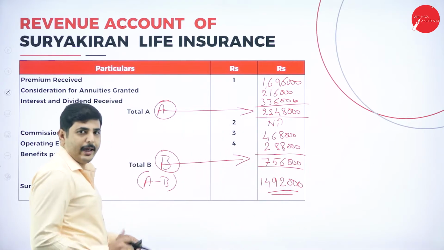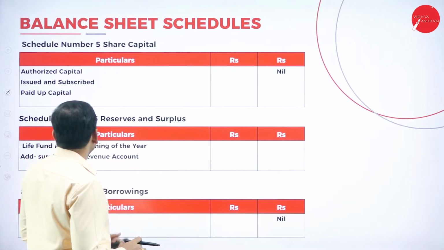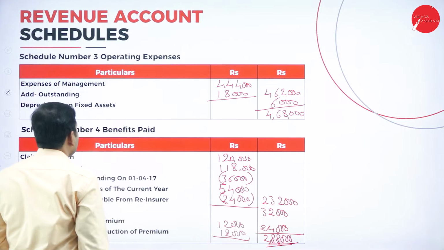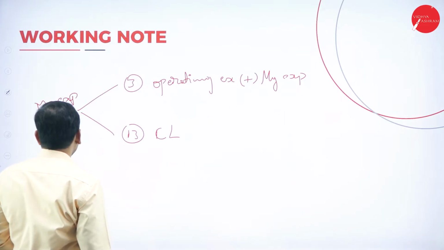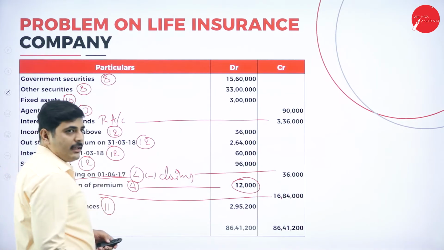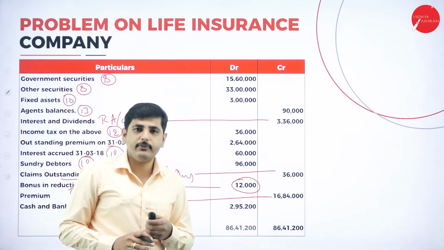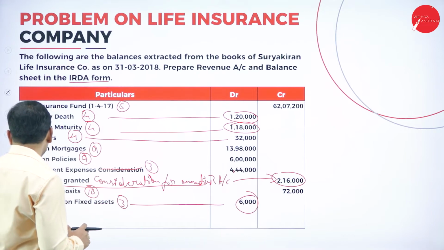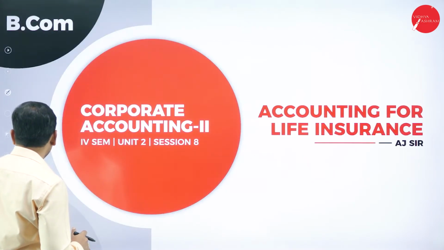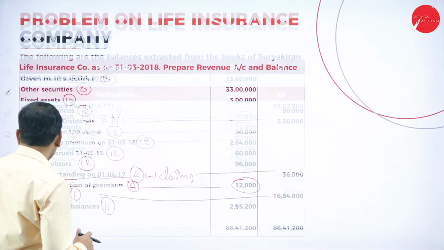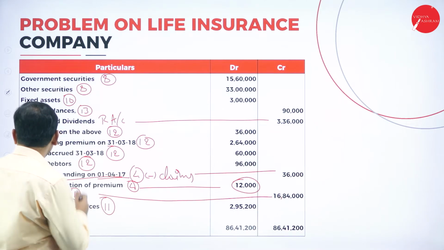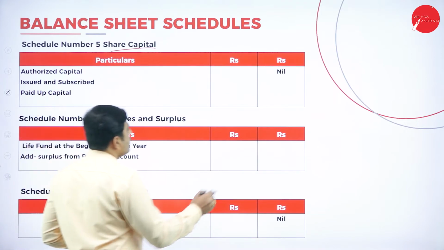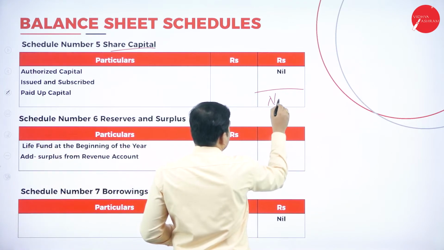Now let's go to the balance sheet schedule. First one, schedule number 1 is the share capital. If we have any authorized capital, we can write it. Otherwise, whatever the share capital given, that amount should be considered as the capital. We don't have any share capital here, so let's assume it is nil.